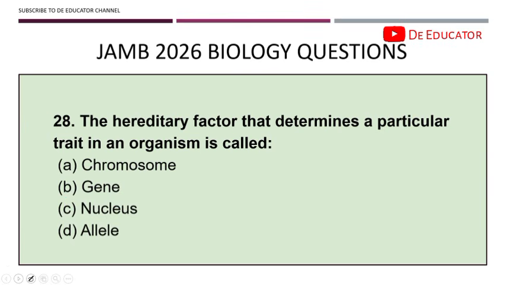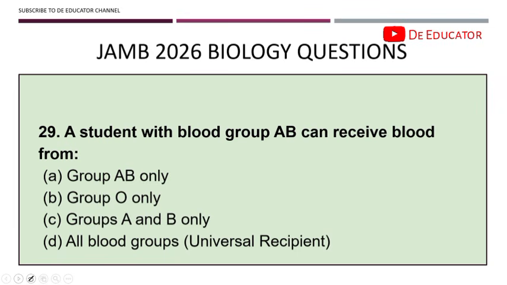All right. 28. The hereditary factor that determines a particular trait in an organism is called the gene. It is known as the gene. Okay. All right. Let's move on. 29. A student with blood group AB can receive blood from option D. So we have option A, AB only, no. Group O only, no. Group AB and B only, no. It can receive from all the blood groups. Why? Because it's a universal recipient. That's why I put it in brackets.